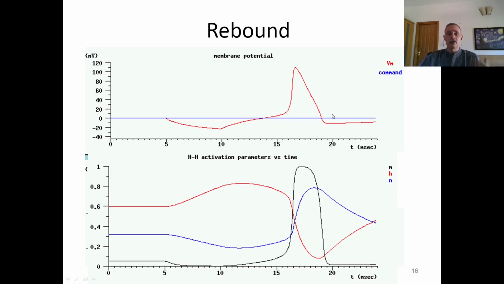So this is called rebound for obvious reasons. You've gone down and you release the negative and you rebound and you get an action potential. So this is a rebound action potential, and it's another illustration of some of the fun things that can happen due to sodium channel inactivation.